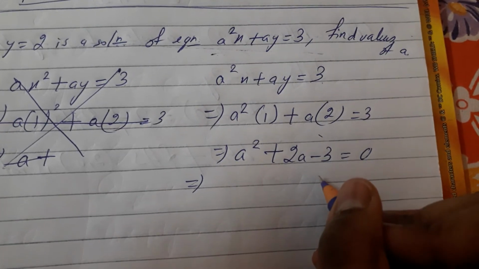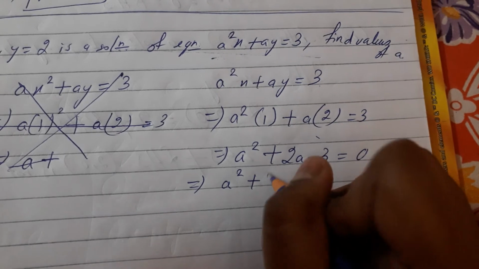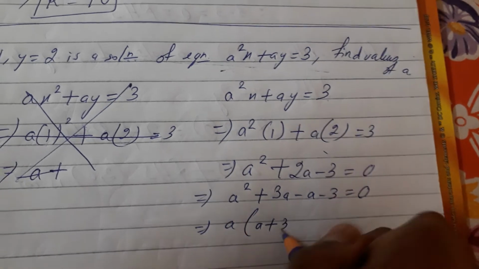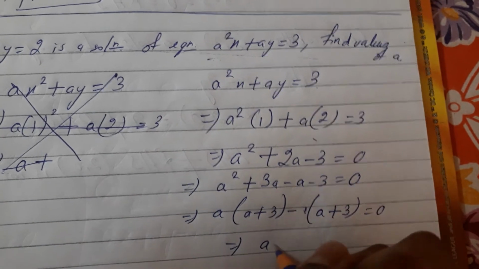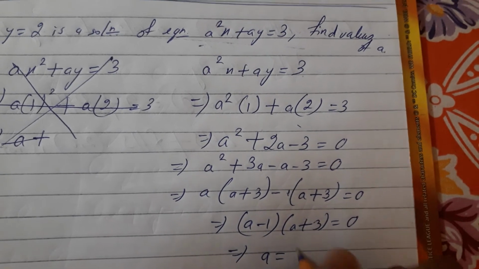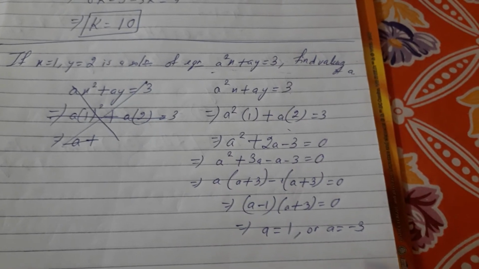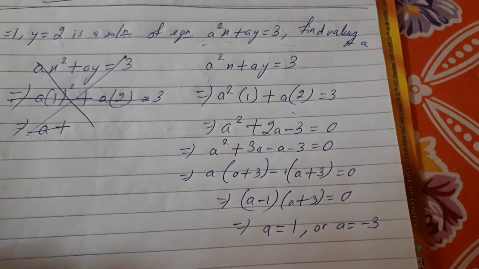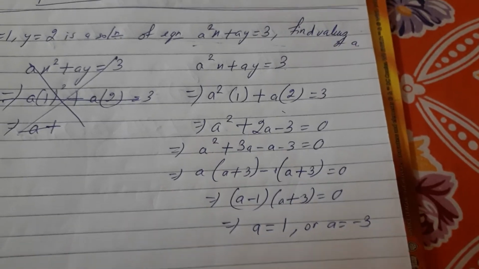So you have to factorize it. On factorizing you will get the values of a. This will be a squared plus 3a minus a minus 3 is equal to 0. a into (a plus 3) minus 1 into (a plus 3) is equal to 0. This will be (a minus 1) into (a plus 3) equals 0, and you will get a equals 1 or a equals minus 3. In this way you have to solve. Whatever the equation, whatever you have to find, always put the values of x and y, then the sum will solve automatically.